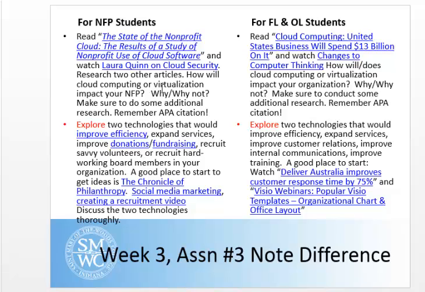You're reading something different, and then you're exploring two technologies that relate to either efficiency, donation, fundraising, and so on, and some of the same things for the OL students. I actually have an extra thing to review. And for the NFP, I talk about the Chronicle of Philanthropy, which might be a good thing to check out.